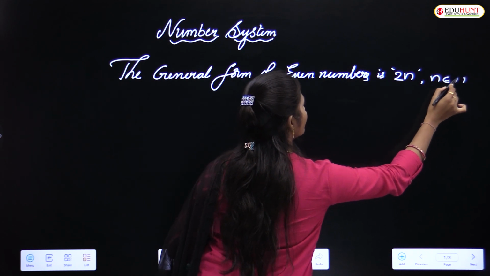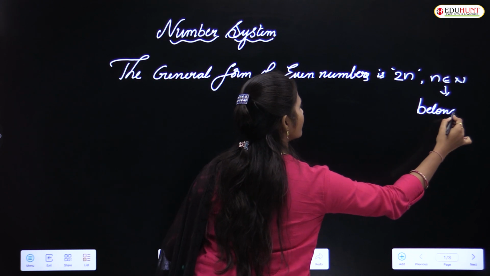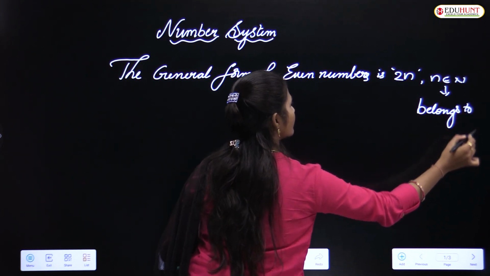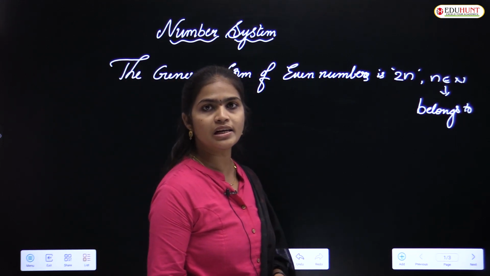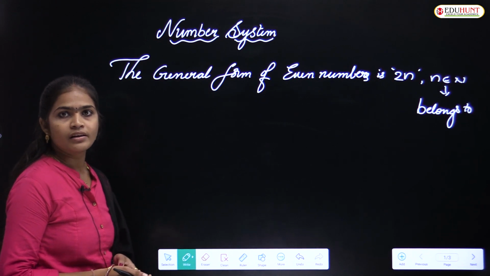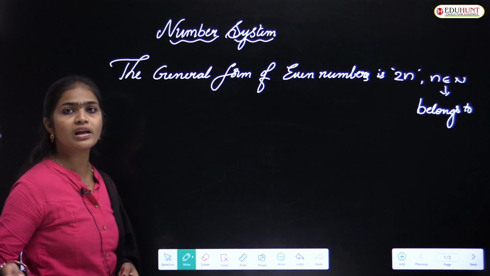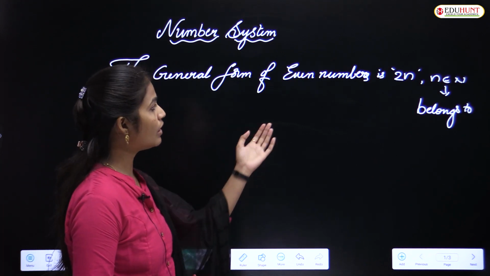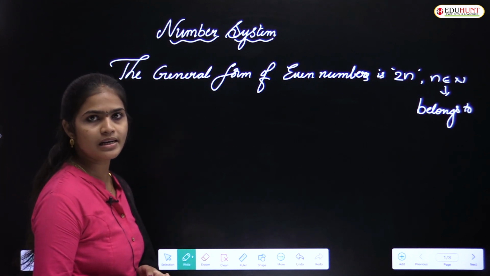This symbol is known as belongs to. N belongs to capital N. Capital N means the set of natural numbers. So if you take any natural number in the place of n, 2 into 1 is equal to 2, 2 2 is 4, 2 3 is 6, and 1, 2, 3, 4 are all natural numbers only, no? So n belongs to N. Here you can take any natural number.